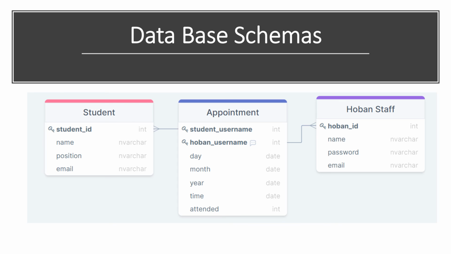Alternatively, the Hobbin staff would again have the Hobbin ID, but then also have the name, the password, and the email too. The appointment has a unique key, which is the student username and the Hobbin username, using day, month, year, time, and whether or not they attended.